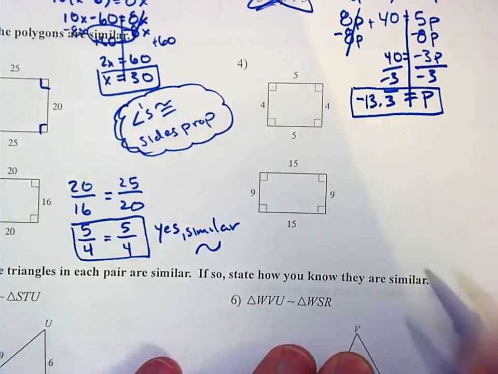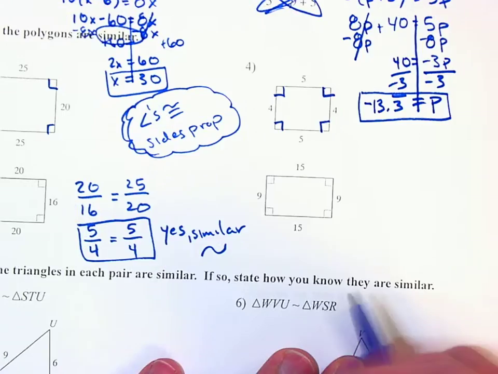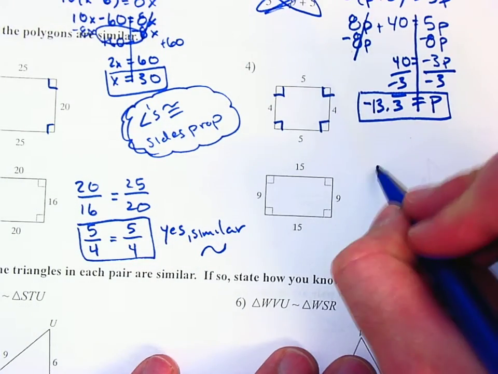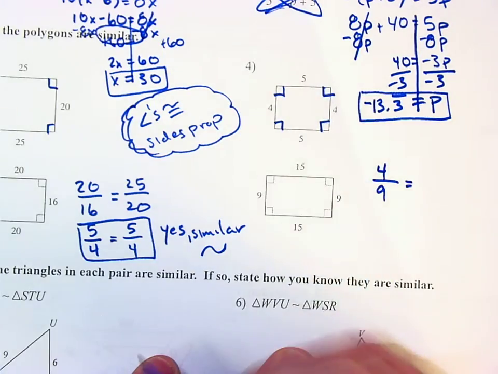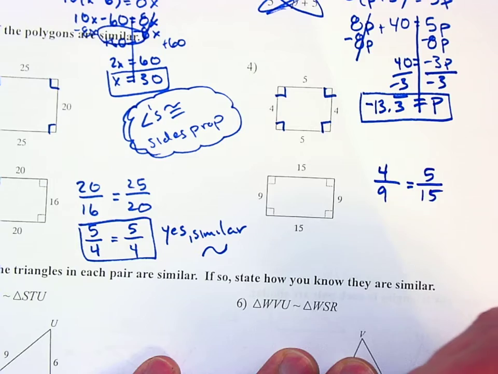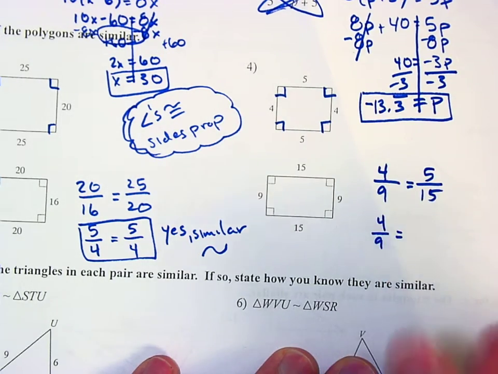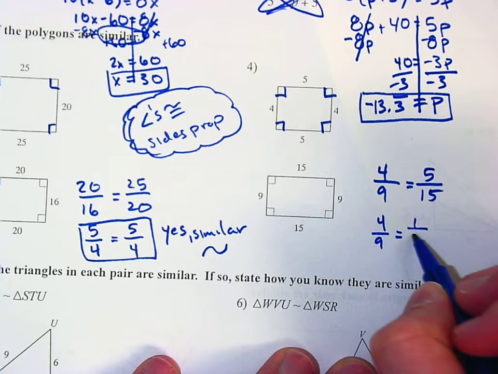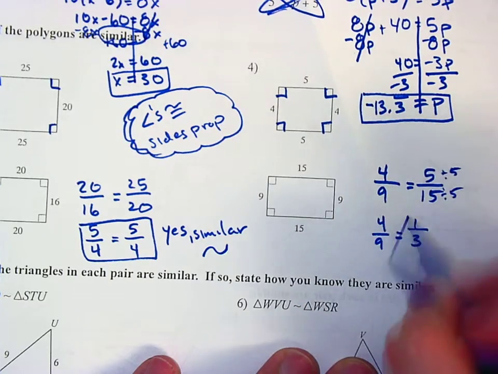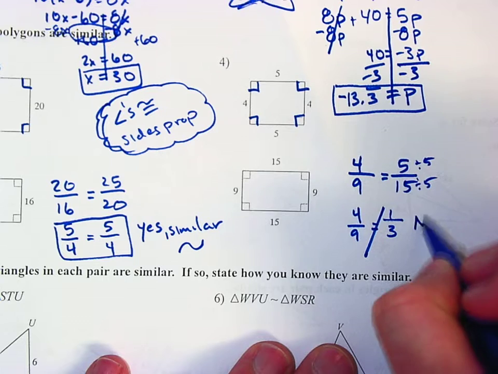Number 4 is the exact same thing. We have some rectangles. We know that the angles are congruent because they're all 90 on both shapes. So we're doing width over width, 4 over 9, equals length over length, 5 over 15. Well, 4 over 9 doesn't reduce. There's nothing that goes in evenly. 5 over 15 reduces to 1 over 3 if we divide by 5. But these do not equal each other. So they're not proportional, which means they're not similar.